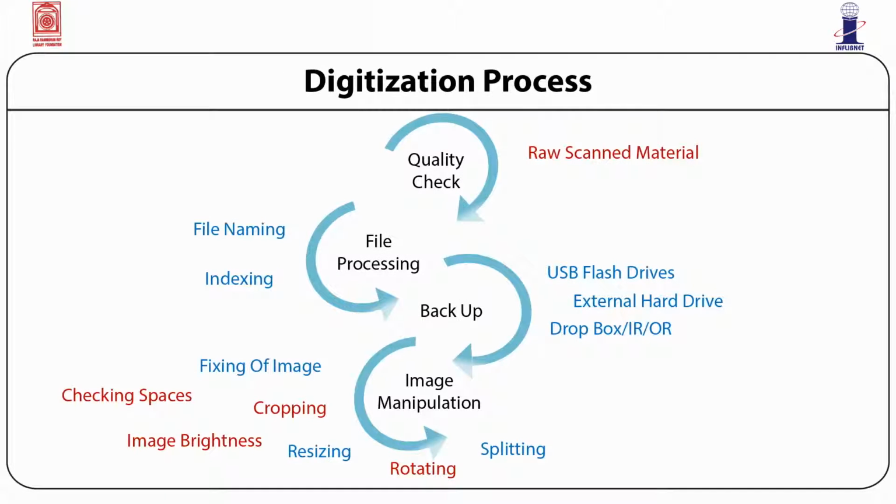And in a nutshell, the digitization process starts with the raw material, the raw scanned material, which is selected, then digitized. After that, some quality check is done. Then we follow the file naming convention. Then do the indexing or labeling, whatever is required, and store in the backup media. It can be a USB flash drive, external hard disk, SAN storage, any kind of storage mechanism. On the internet, it can be Dropbox or Google Drive, or an IR. It can be an institutional repository. It can be an open access repository.